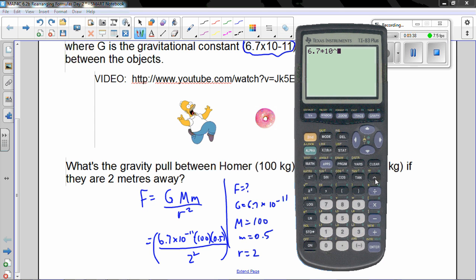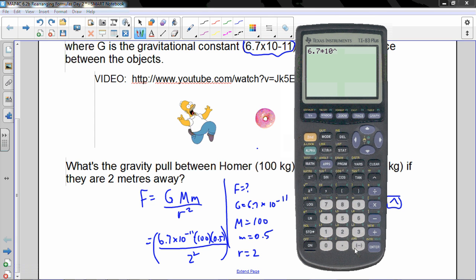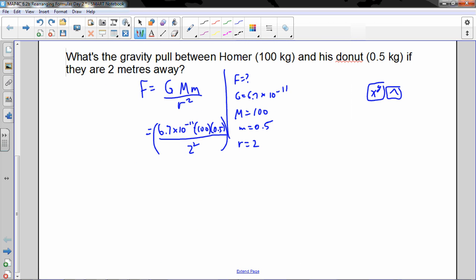On the graphing calculators, it's that as the exponent button, but for a lot of people, the exponent button is that button. Some people have that button, but that's the exponent button. Negative 11, and negative 11 there, negative 11 like that, and then times 100, times 0.5, and then divided by 2 squared, or 2 to the exponent 2. You could do that as well. And the calculator will pound away at that. That's a weird number. Let me get that down.